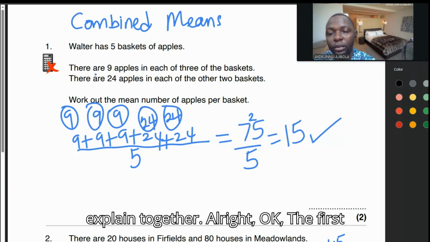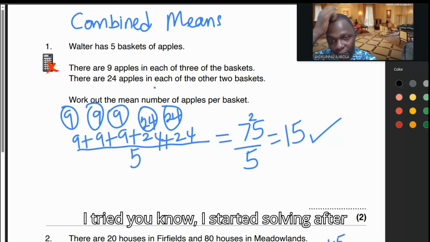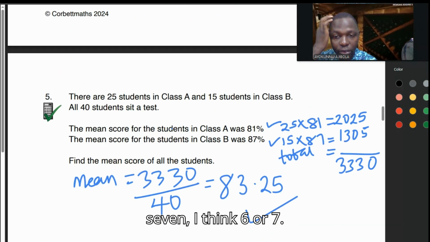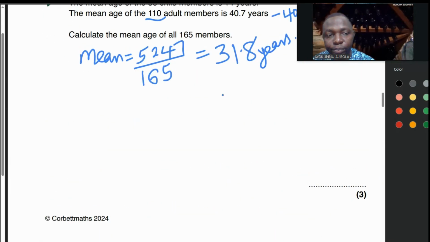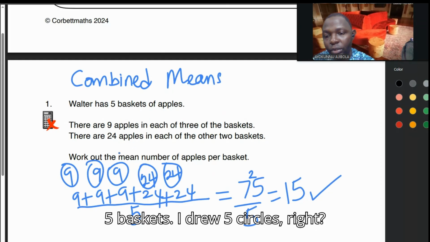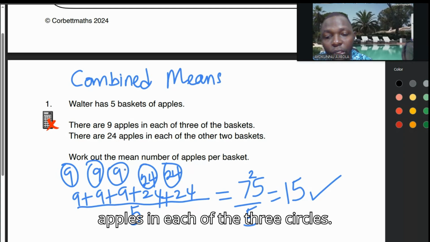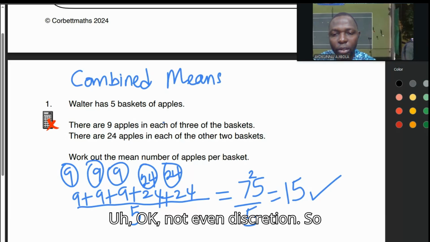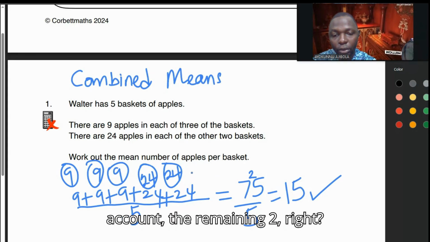Okay. The first question says there are nine. I started solving after some time you started. I see. I've only done seven, I think six or seven. So for the first one, okay, let me see again. Say there are five baskets. I drew five circles, right? Yes. It says there are nine apples in each of the three, so I put three. So there are 24 apples in the remaining two, right?